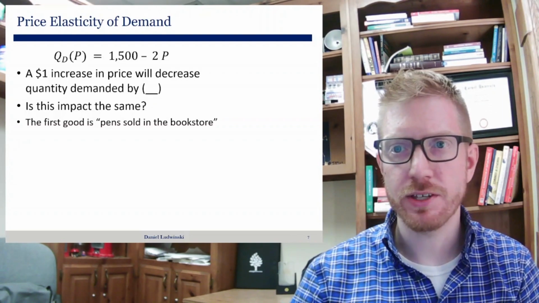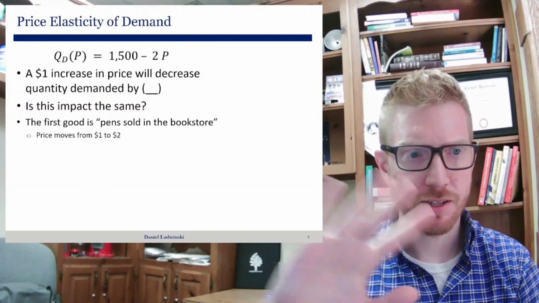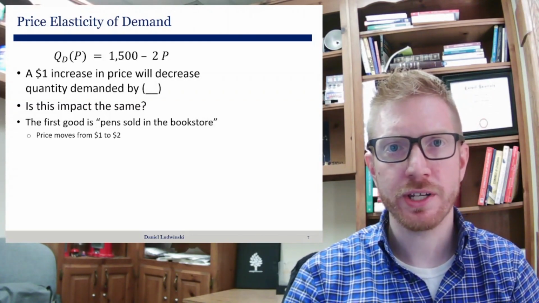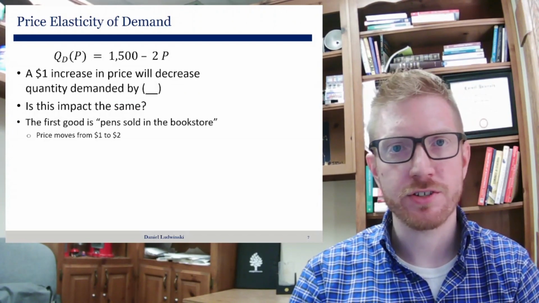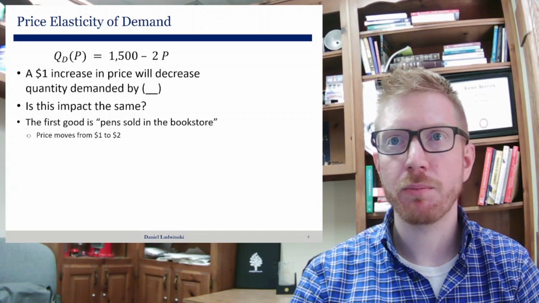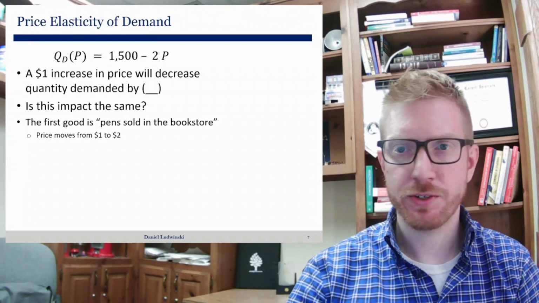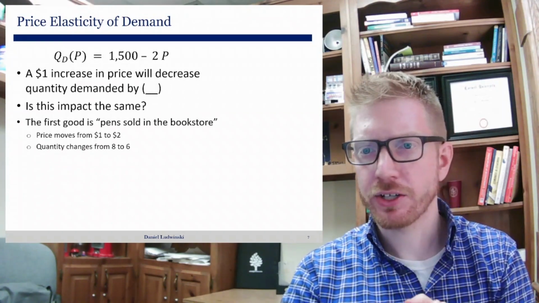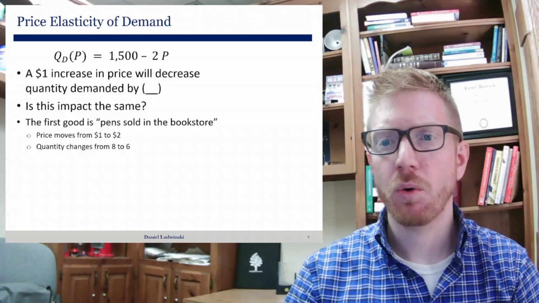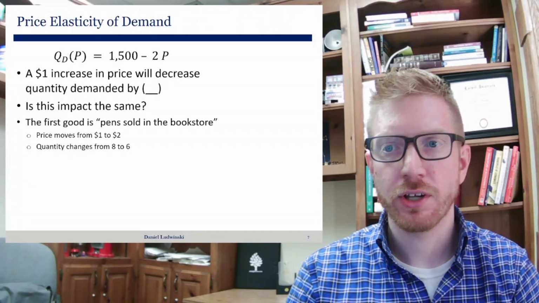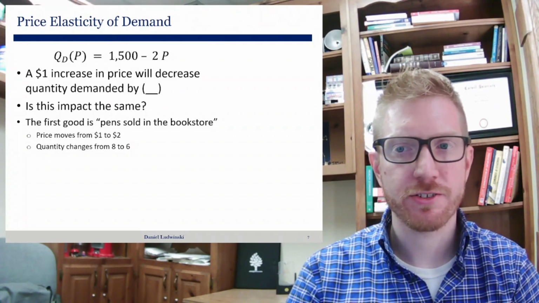Let's give these two demand curves context. Let's say the first one is the number of pens sold here in the college bookstore. And when we're talking about a $1 increase in price, we're moving from $1 to $2. And let's say with that demand curve, we could do that calculation and see that quantity would change from 8 pens to 6 pens with that change in price.